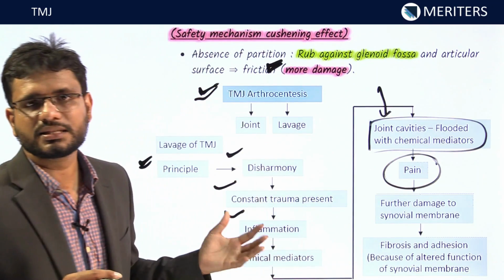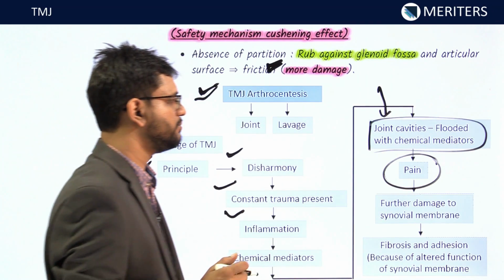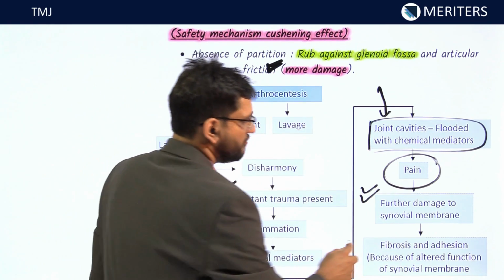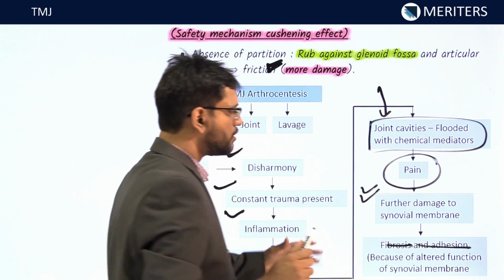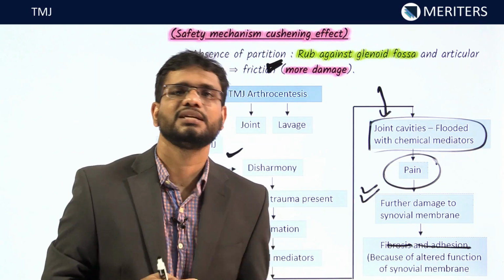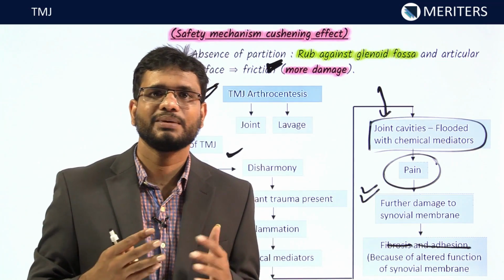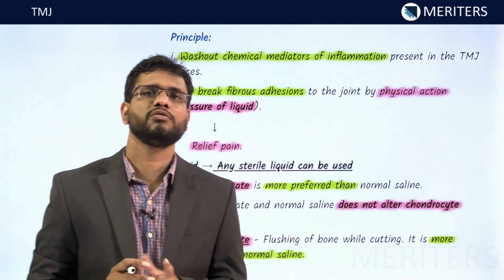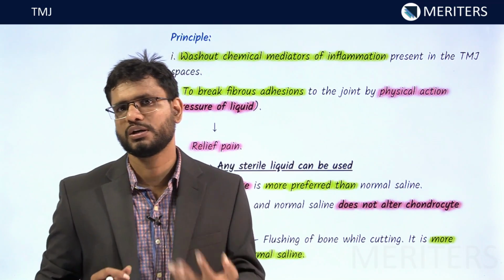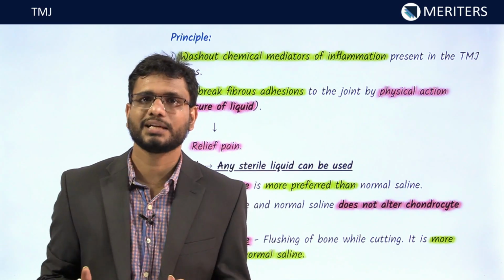If pain is there, yes, there will be a problem. As well, these increased inflammatory mediators will cause further damage to the synovial membrane, and that can lead to fibrosis and adhesion, because there will be altered function of the synovial membrane. To avoid this, we can do lavaging with normal saline or other sterile liquids, so that we can flush these chemical mediators out. By now we have understood that most of the pain is due to the increased chemical mediators, and I have already told that we can use some sterile liquid that does not affect the TMJ anatomy, of course.